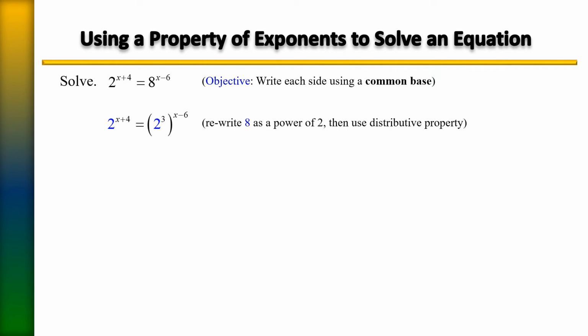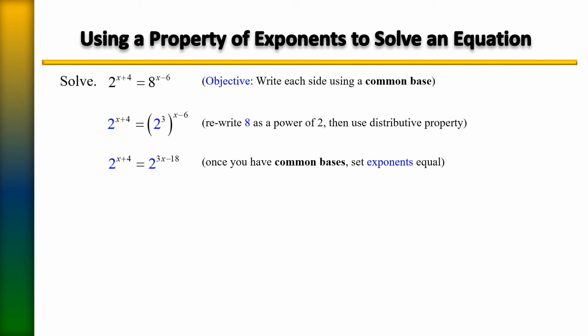However, we want to multiply it in such a way to where we get the 2 alone by itself. So that's going to involve the distributive property: 3 times x and then 3 times -6. And what that's going to give me is 2 raised to the 3x minus 18.